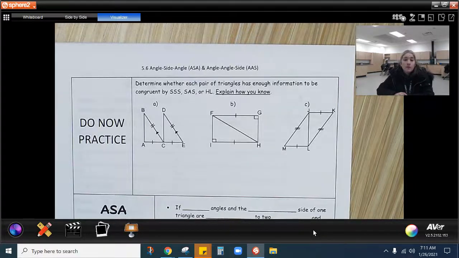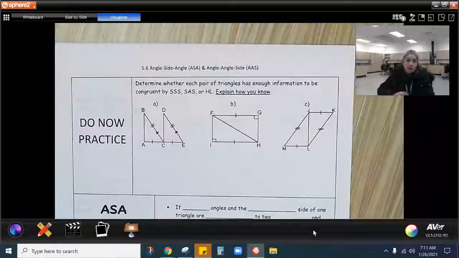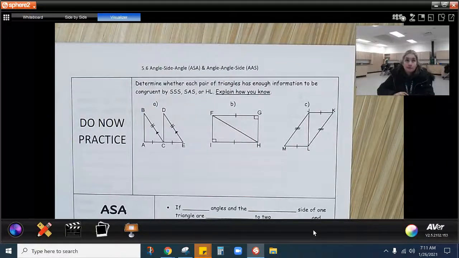Hello, geometry. We have a do now at the top here. Determine whether each pair of triangles has enough information to be congruent by side, side, side, side, angle, side, or hypotenuse, leg. Explain how you know. So if you want to make one of our congruent parts tables and reasons, that sounds great.